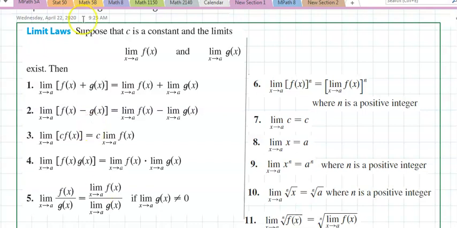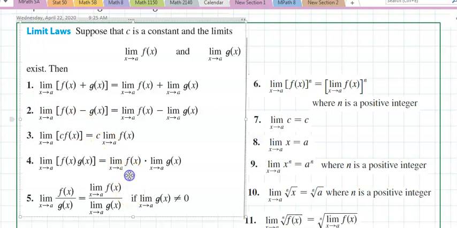That is, if I assume that C is a constant and these two limits exist, which means the limit as x approaches a from the left of f of x equals the limit as x approaches a from the right of f of x. Same with g. There are more than 11 rules. For now, we're going to focus on 11 of them.